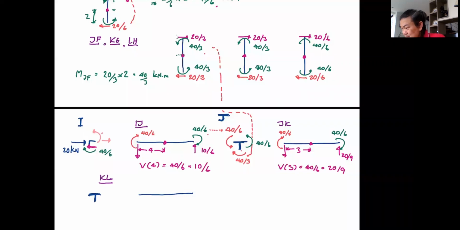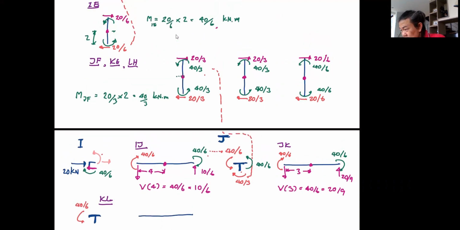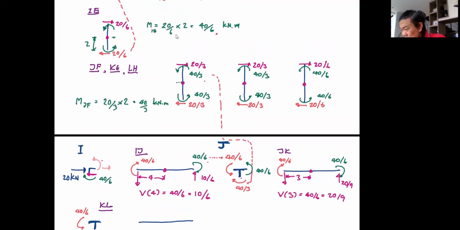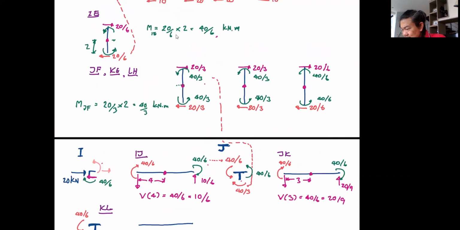Okay, so similarly, you have 40/6 from member JK, which is the beam, and then you have 40/3 from this guy, right? So it is going to be the moment in this direction.